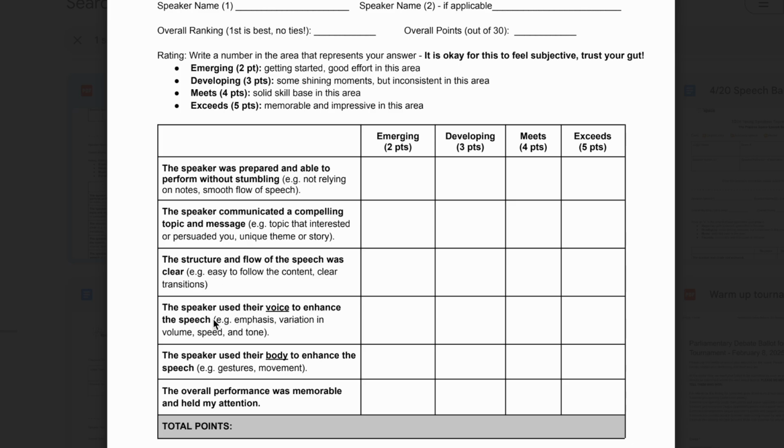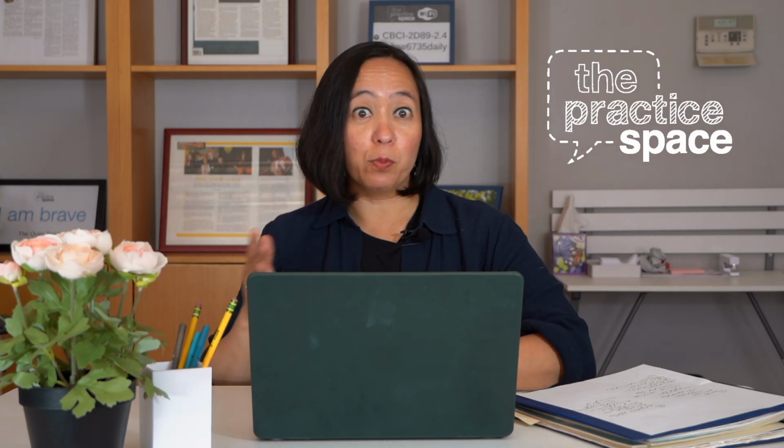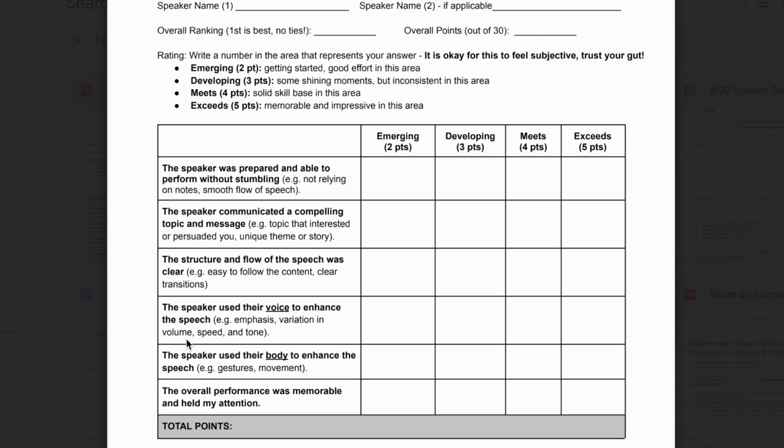The next 2 are about delivery. The first one is about their voice. The second is about their body. So how did they use their voice? Emphasis, variation in tone, delivery overall with their voice. The second part is their body, their hand gestures, their movement, how they use the stage if they did so. And then finally, this is that subjective piece. The overall performance was memorable and held my attention. And you total up the points in the gray box here, and you put that total up here with overall points.